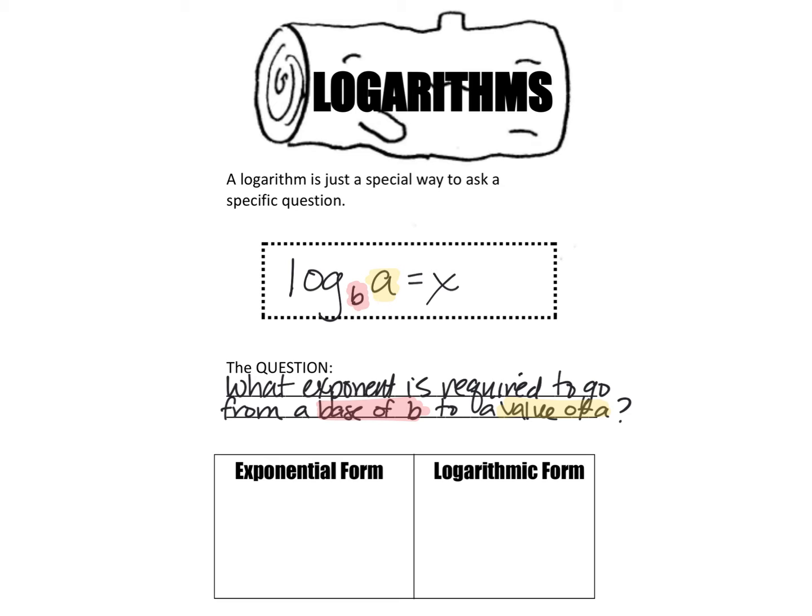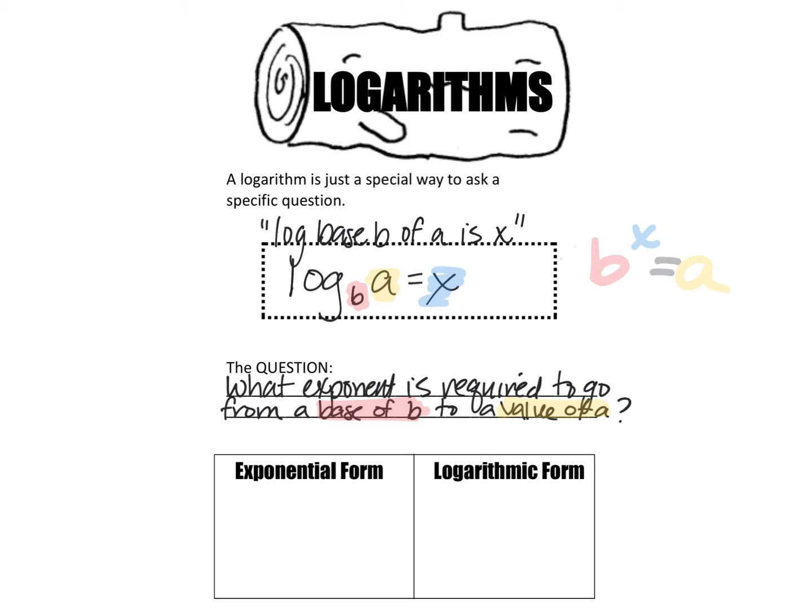So what we're asking is b to the what power equals a. So notice how we use exponents to think about logarithms. Now the way we would read this is log base b of a is x.